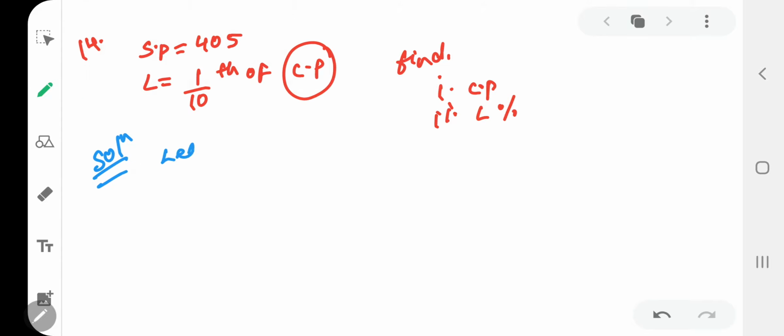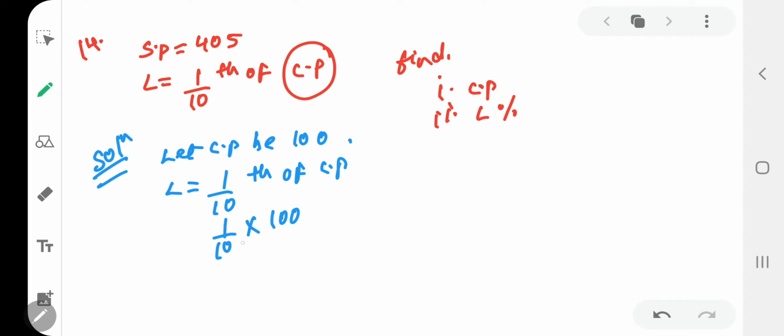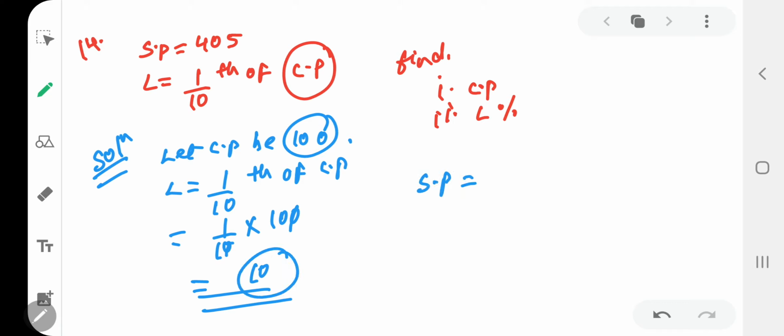So let CP be 100. So if CP is 100, what is loss? Loss is 1/10 of CP, that is 1/10 of 100. So once you got that, you got loss as 10. Your CP is 100, your loss is 10. What will be SP? आपको पता है आपके कॉस्ट प्राइस में से जब लॉस डिडक्ट करते हैं, 100 minus 10, that is CP minus loss. So your 90 will be your SP.